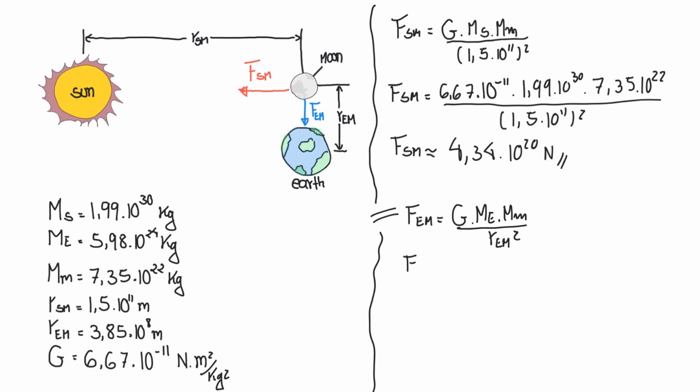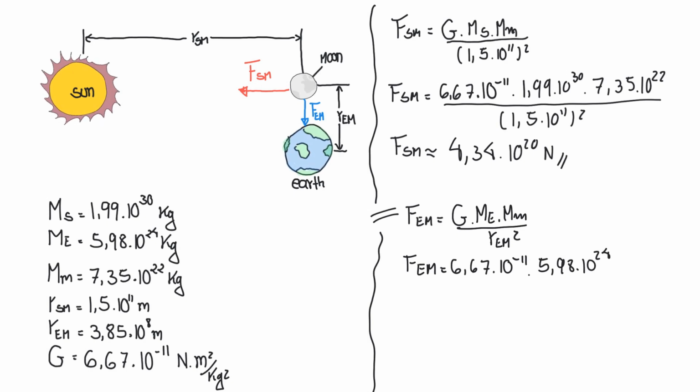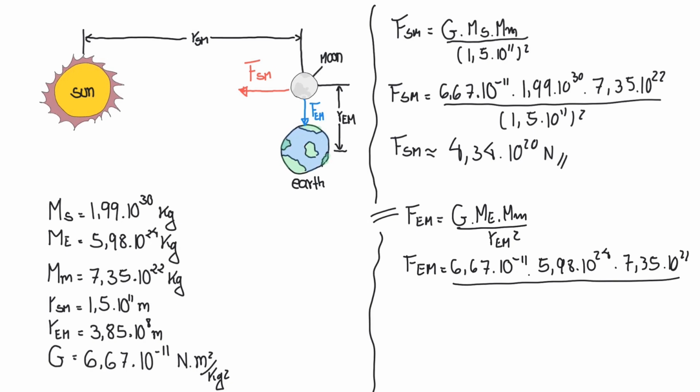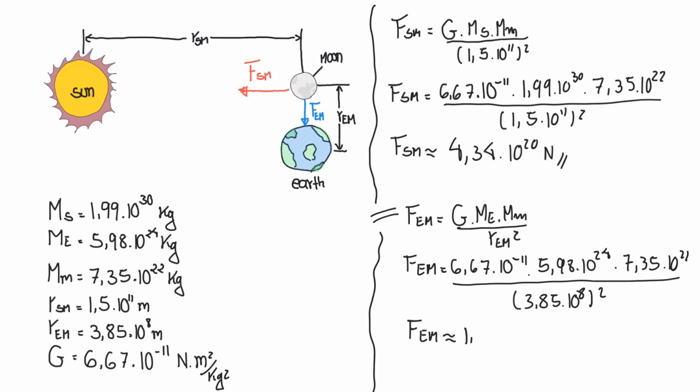By plugging in the values that were given by the problem, we get 6.67 times 10 to the minus 11 times the mass of the Earth of 5.98 times 10 to the 24 kilograms times the mass of the moon of 7.35 times 10 to the 22. And this is divided by the distance between the center of the Earth and the center of the moon, which is 3.85 times 10 to the 8 squared. And this gives us a gravitational force of a magnitude of approximately 1.98 times 10 to the 20 newtons.